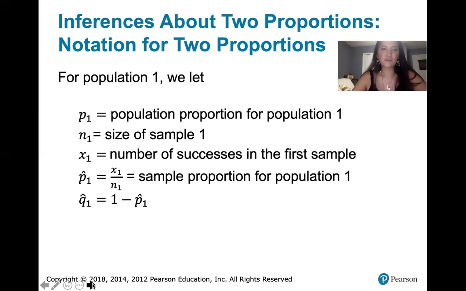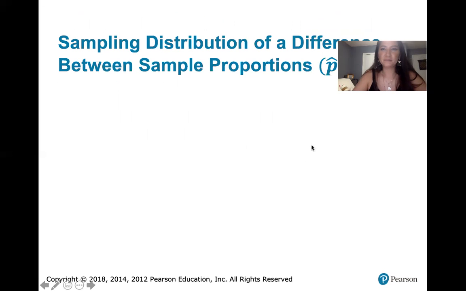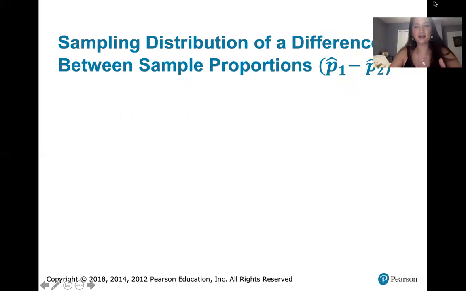If you change all those subscripts from 1s to 2s, you get the corresponding population proportion, sample size, number of successes, and sample proportion, and its complement for the second population. So you have all the same variables as before, just doubled because we're looking at two populations instead of one. Okay, so now let's talk about how everything that we've just discussed relates to the sampling distribution of the difference between sample proportions p̂1 and p̂2.